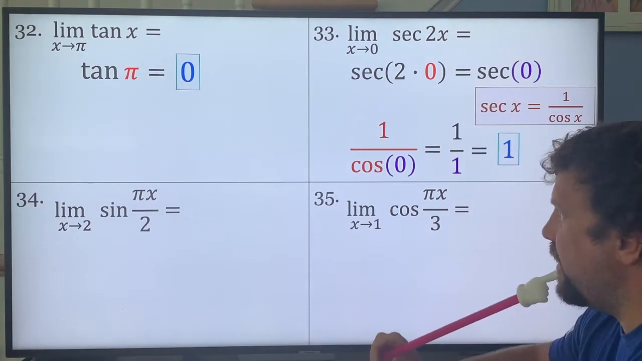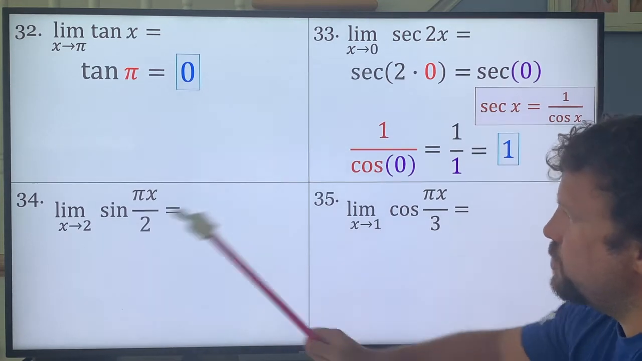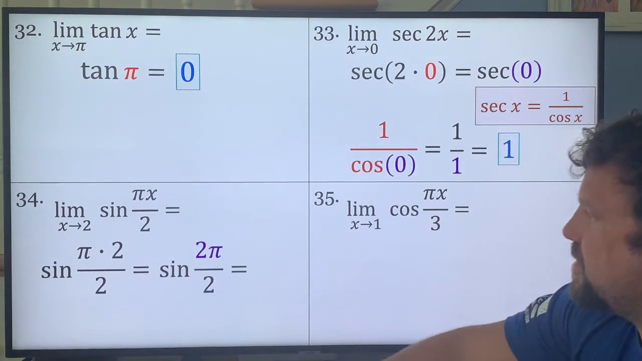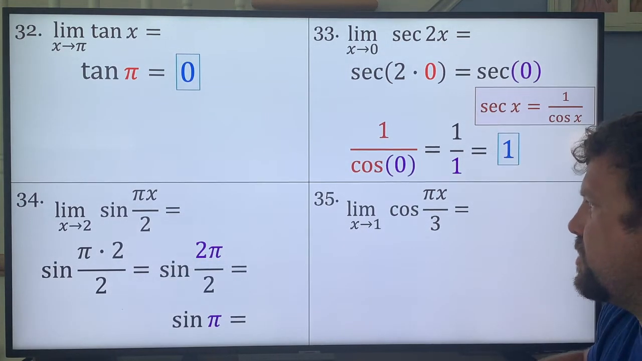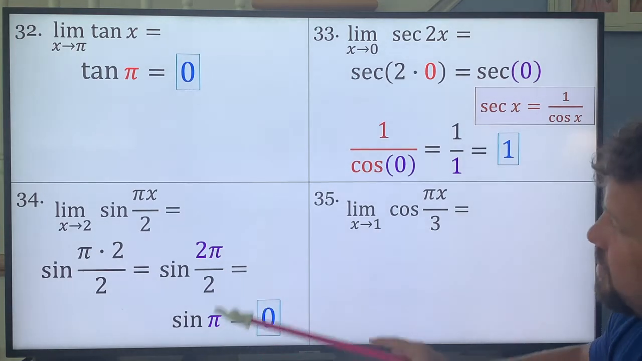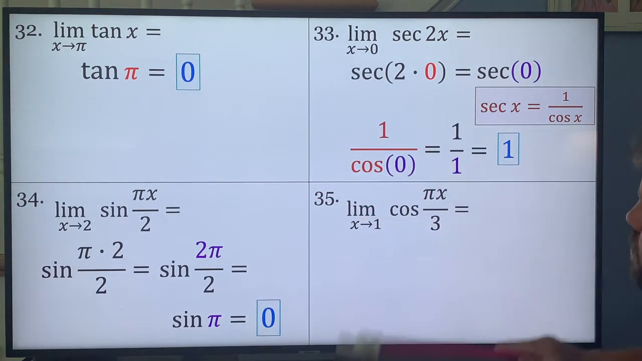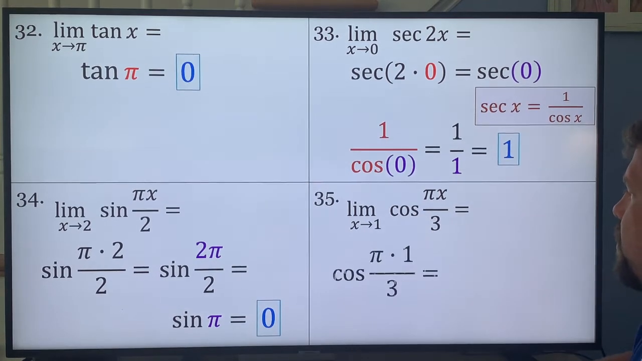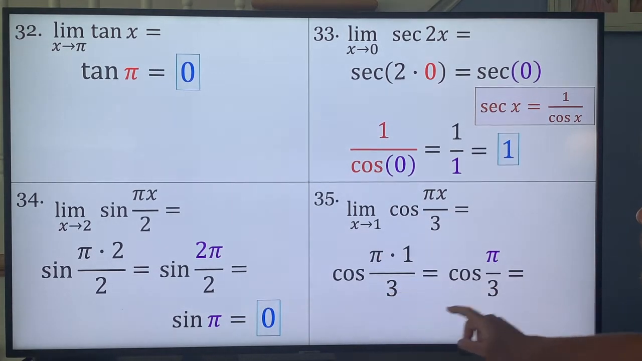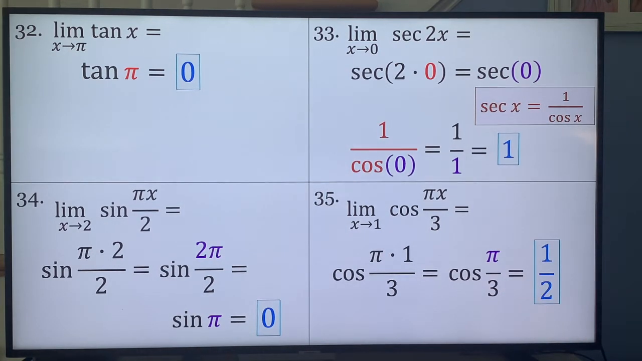Sine pi x over 2. Sine 2 pi x over 2. What happens to the 2's? They cancel out. Oh. So it gives you sine pi. Sine pi is 0. Remember the sine curve? Cosine 1 times x. So, 1 times pi over 3. Cosine pi over 3, 1/2. Right? Pretty easy stuff.